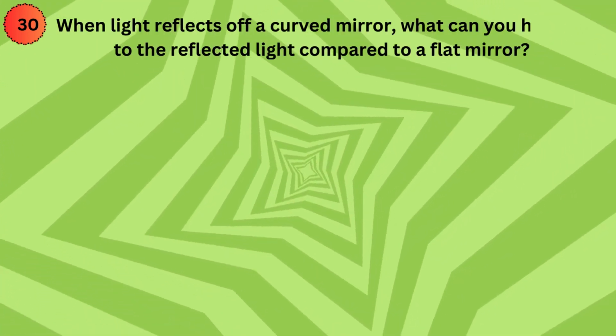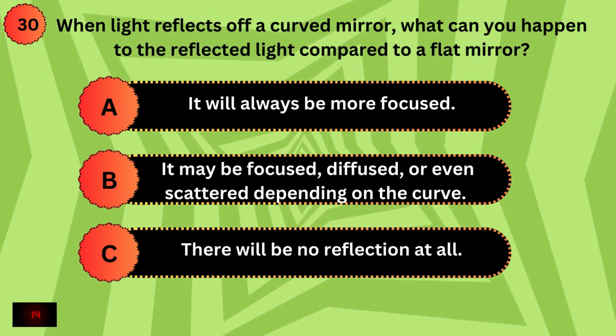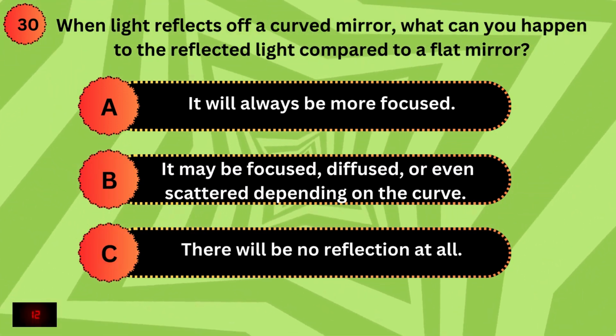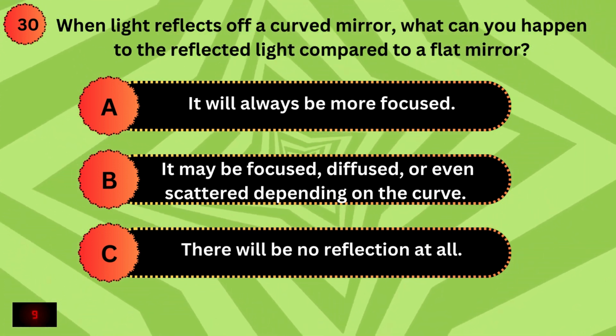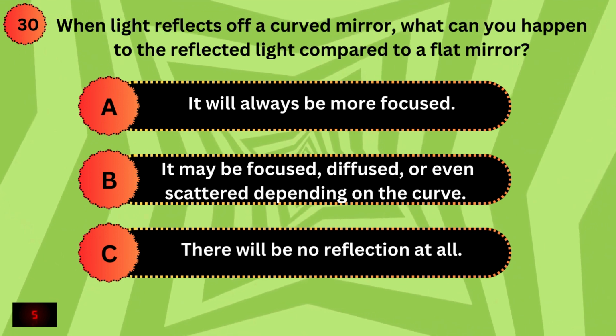When light reflects off a curved mirror, what can happen to the reflected light compared to a flat mirror? A. It will always be more focused. B. It may be focused, diffused, or even scattered depending on the curves. C. There will be no reflection at all.